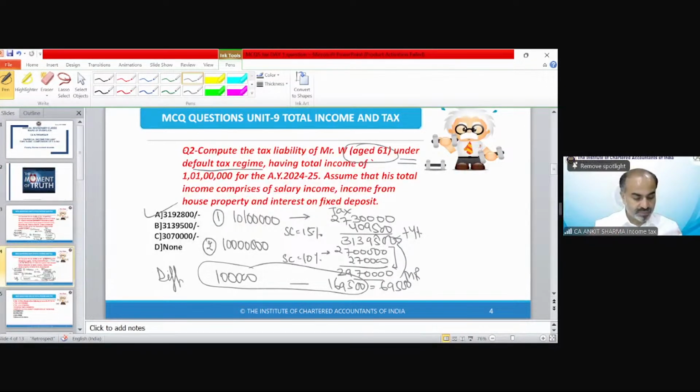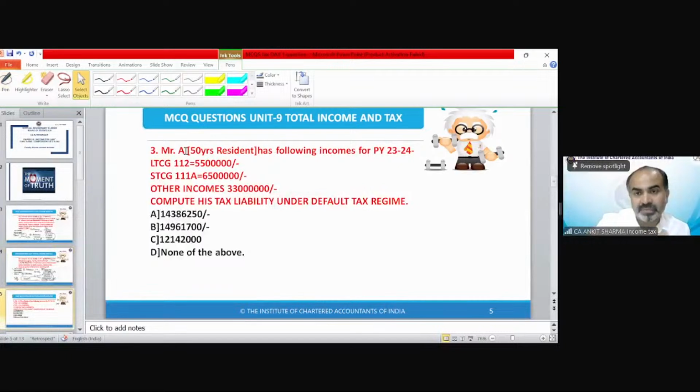Now from question number 3, the provision will change. Now the marginal relief concept provision will not be there. Our question number 3 says: Mr. A, age 50-year resident, has the following incomes for previous year 23-24. Long-term capital gain under section 112. The rate of tax in this case would be 20%. Short-term capital gain under section 111A. The rate of tax would be 15%. This is, of course, as per slab rate, or we can say person-wise. Compute his tax liability under default tax regime.